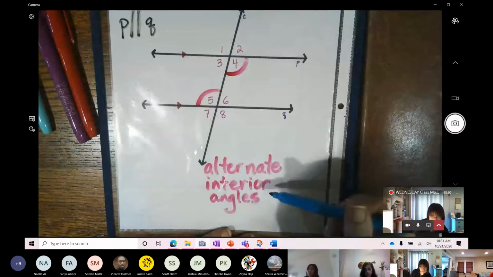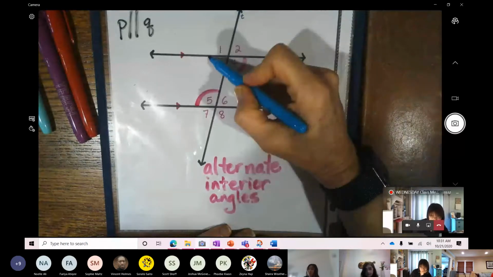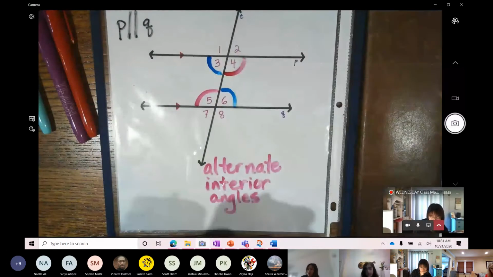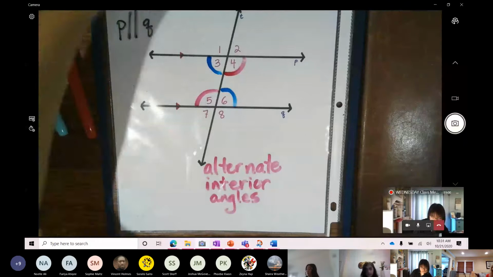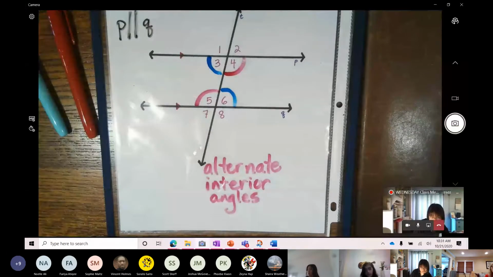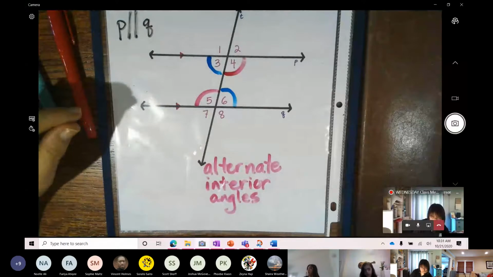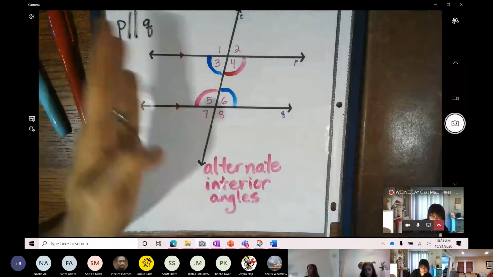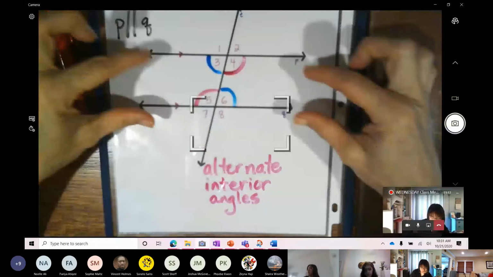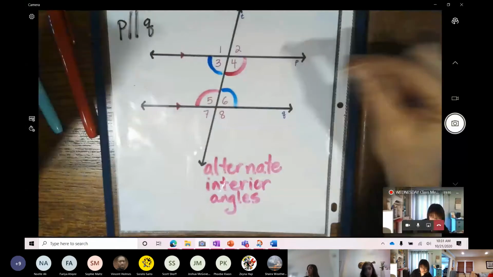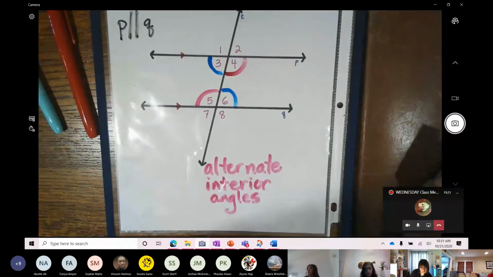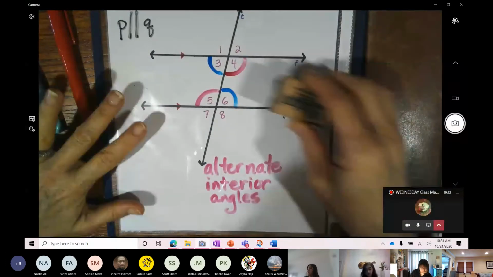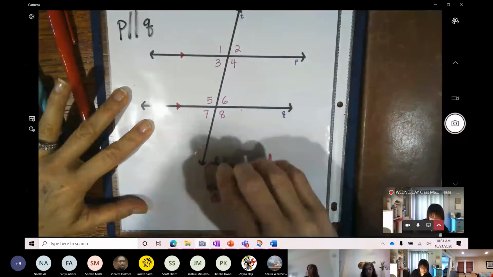Also alternate interior angles would be 3 and 6. So of course I'm doing those with color so you see how they sort of match. And that's how I was saying if you had colored pencils or crayons or something like that, pen does tend to bleed through. But these are alternate, opposite sides of the transversal, and interior between the two parallel lines. Any questions? Okay. Next one.